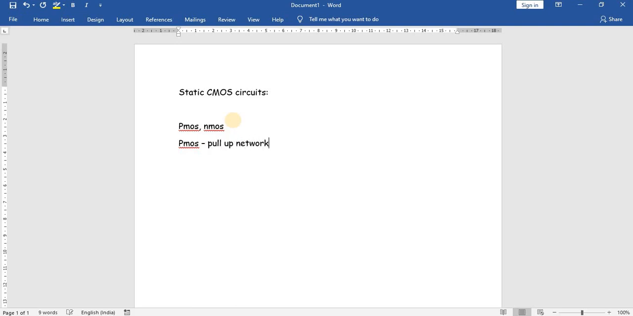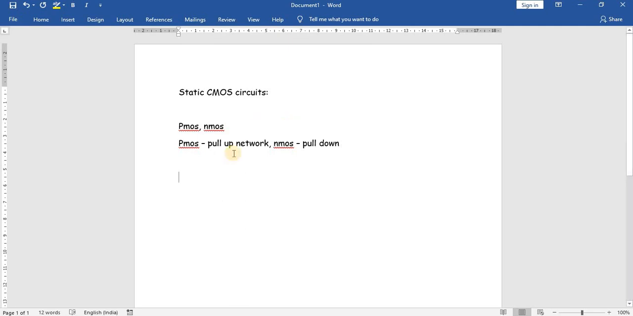Why is it called a pull-up network? Because an NMOS cannot pull the full VDD to the output side. Likewise, a PMOS cannot pull the ground, the zero, completely to the output side. So that's the reason we call the PMOS a pull-up network and the NMOS a pull-down network. Always we place the PMOS towards the VDD side and the NMOS towards the ground side.